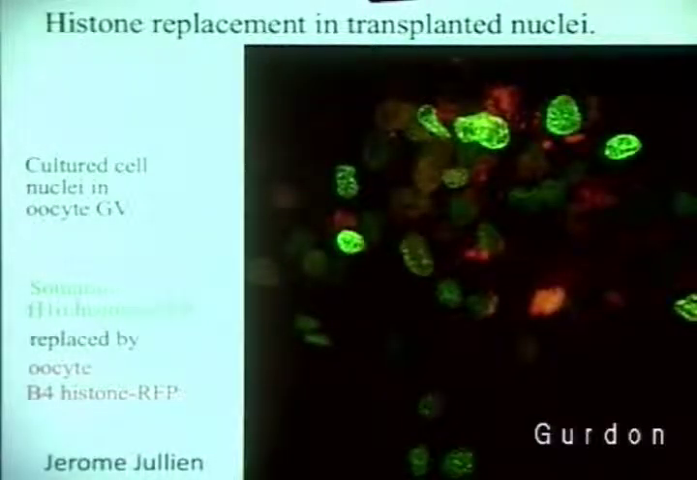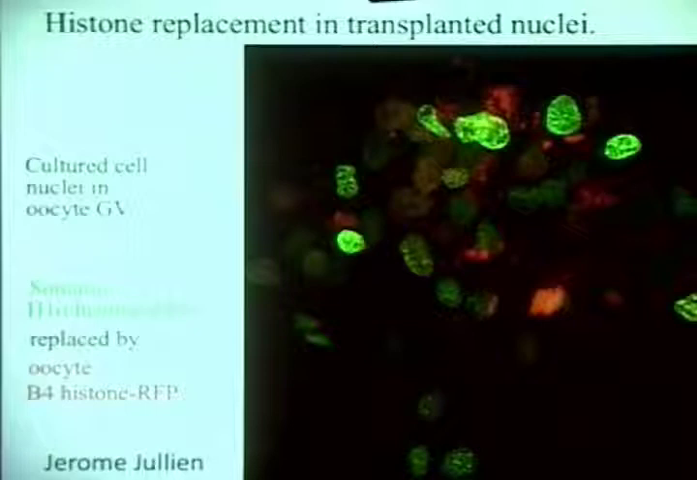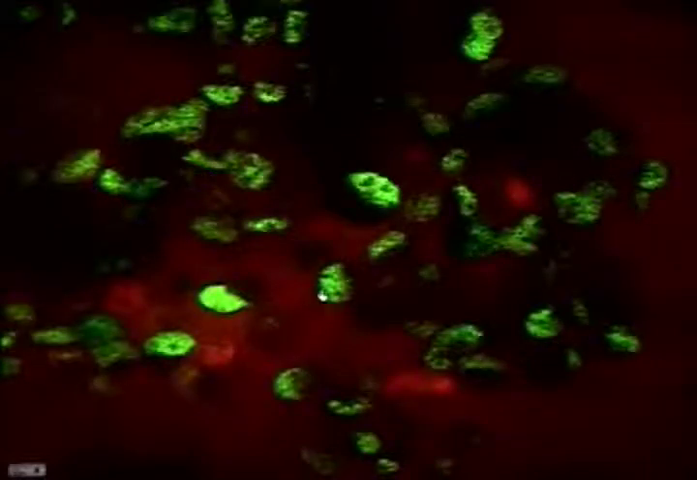Now, what you can do is to show that there is a remarkable replacement of the somatic linker histone by the oocyte-specific one. In this experiment, we've started with some nuclei largely containing the somatic GFP-marked linker histone, and they've been transplanted to an oocyte which is supplied with the red fluorescent protein B4 histone. And we should see this replacement in real time.